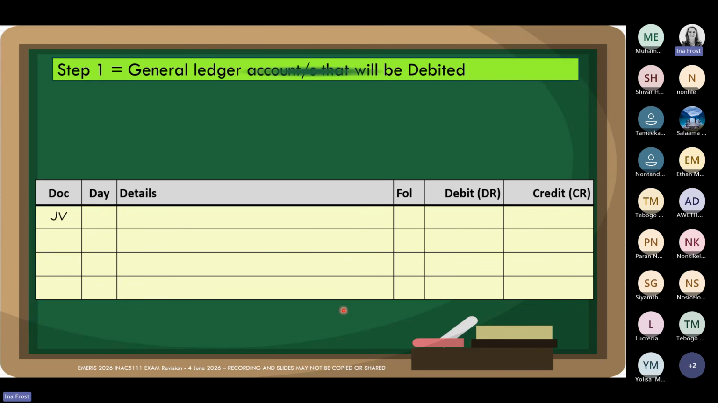So let's go through it again slowly, how I put together a general journal entry. Step number 1 is I need to write down the name of the general ledger account or accounts that we're going to debit. In our last example, remember we were debiting furniture. So that's the account name. And to show that I'm going to debit, I place the amount in the debit column. And then we're also going to debit input VAT. And again, I put it into the debit column.